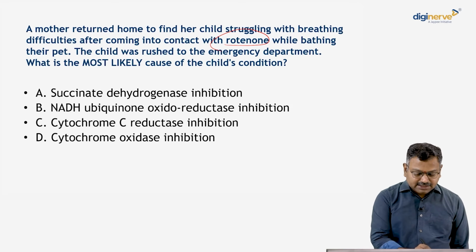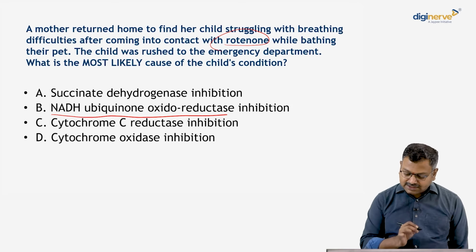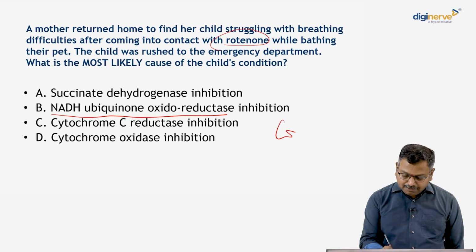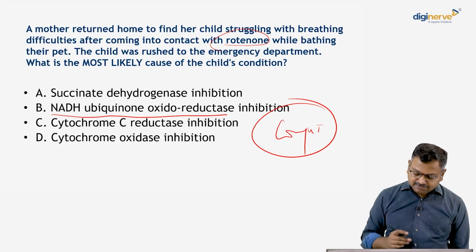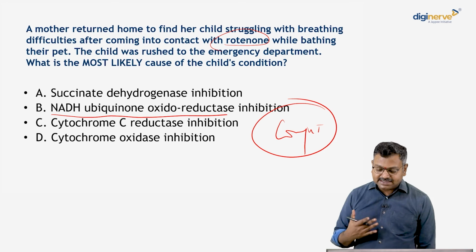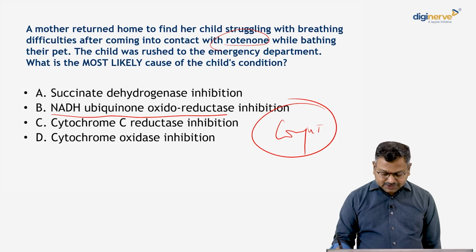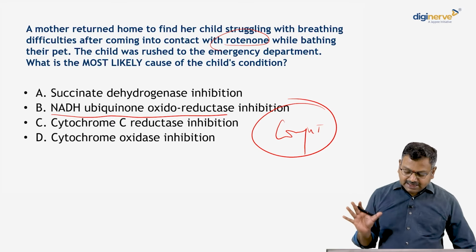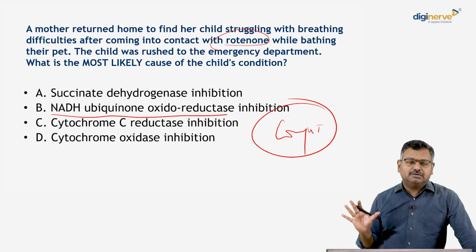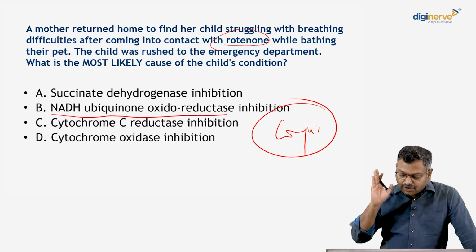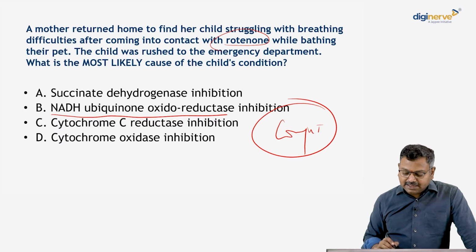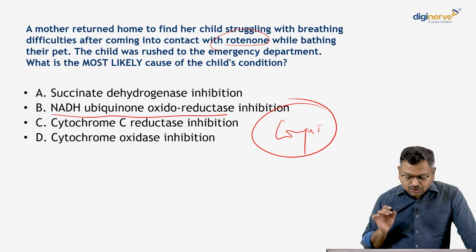Now the complex 1 is the NADH ubiquinone oxidoreductase. So complex 1 inhibition is the result from this, and because of this, this patient is going to have severe cellular hypoxia that you would see there. So remember, the electron transport system has 4 complexes. The first complex is the NADH-Q reductase.